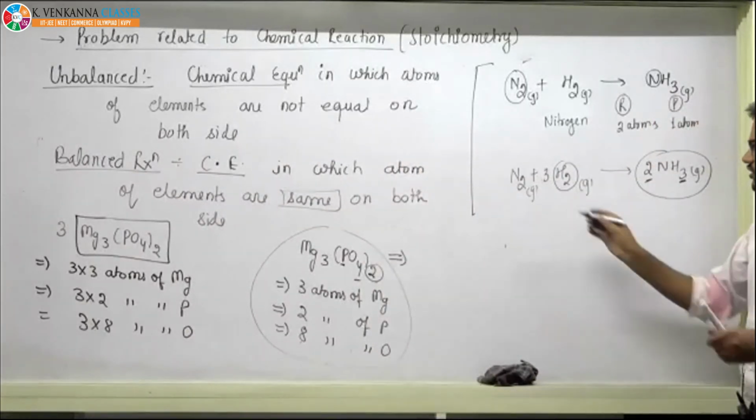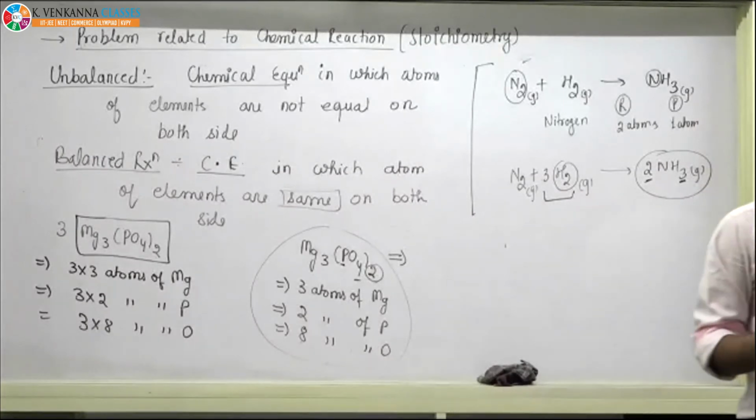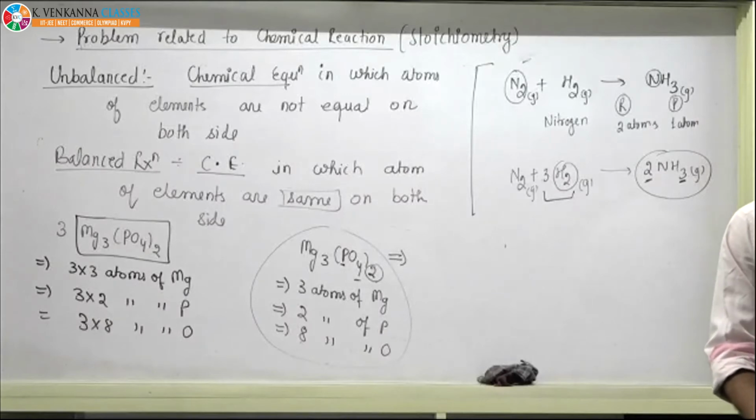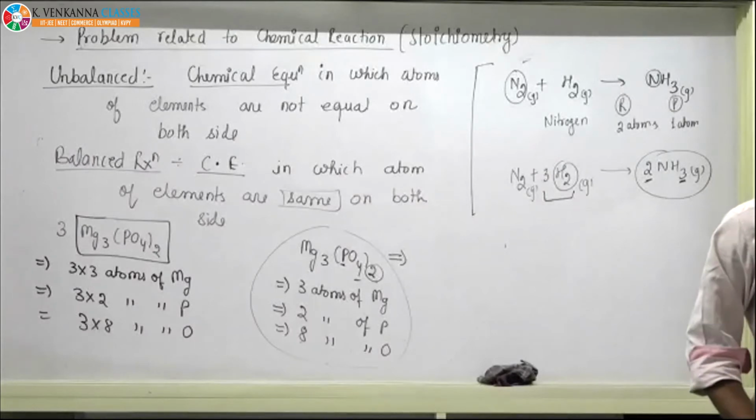So accordingly, you can see here there are 6 atoms of hydrogen. Here also 6 atoms of hydrogen, right? So very simple. Just see it carefully, and you will be able to understand. Write it down, beta. Then we will be moving ahead.